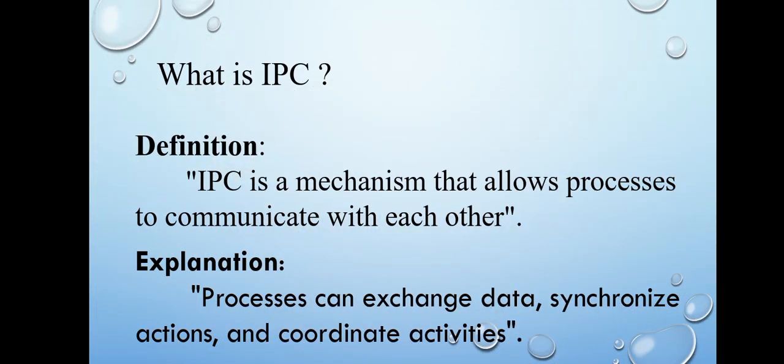Firstly, IPC, which stands for Interprocess Communication, allows processes to communicate and synchronize their actions. Processes can be running on the same computer or distributed across a network. Why is interprocess communication important? It allows data sharing between processes, enables coordination and synchronization, and gives efficient resource utilization.